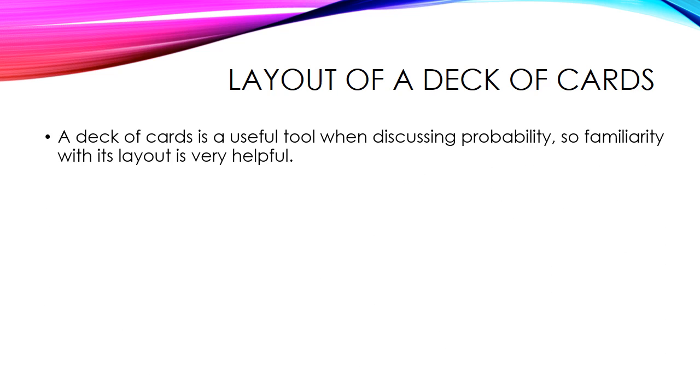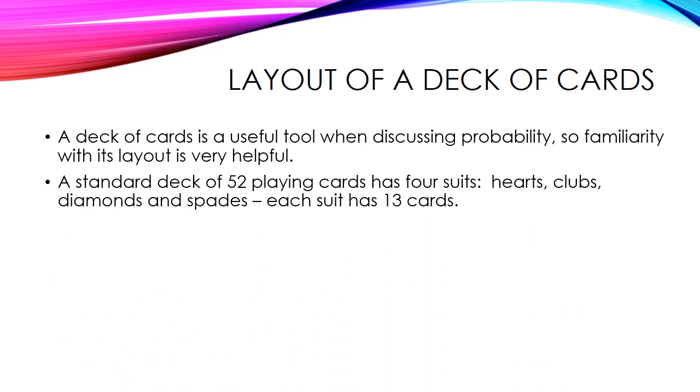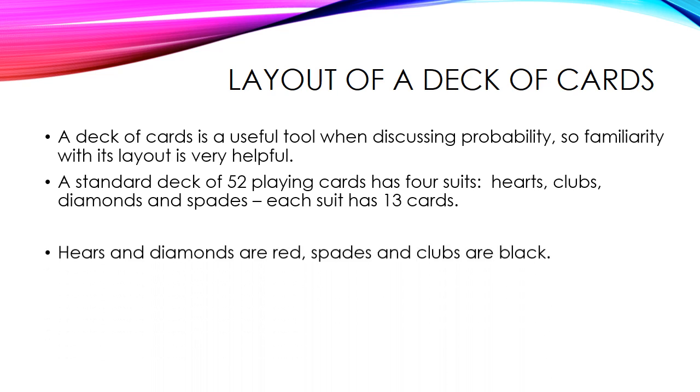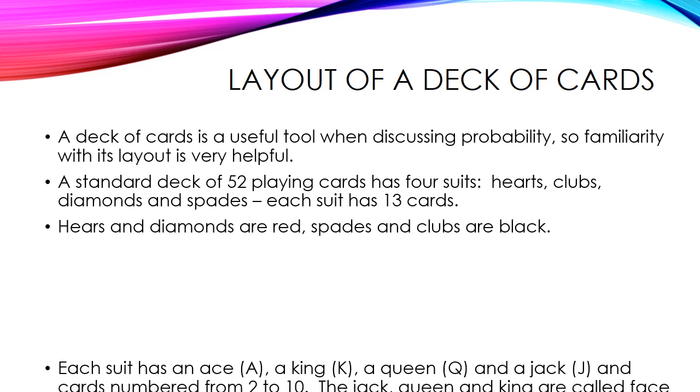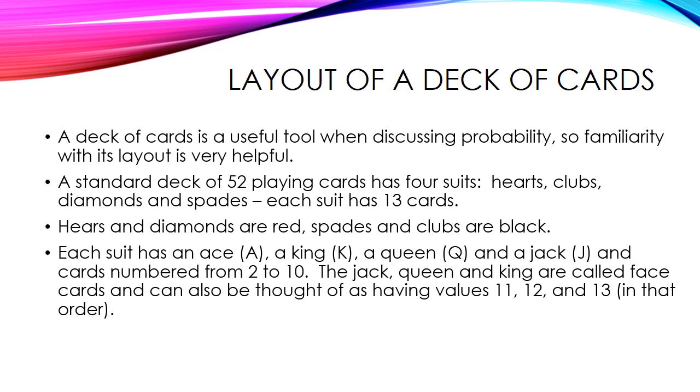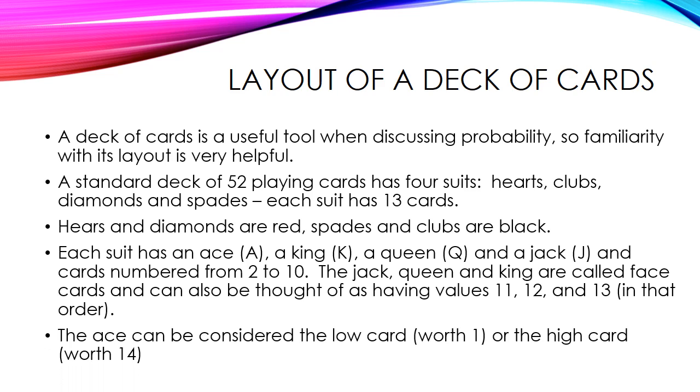So a deck of cards is a useful tool for discussing probability. A standard deck has 52 cards, 4 suits, hearts, clubs, diamonds, and spades, and each suit has 13 cards. Hearts and diamonds are red, spades and clubs are black. Each suit has an ace, a king, a queen, and a jack, and then cards numbered from 2 to 10. The jack, king, and queen are called face cards, and they can be thought of as having the values of 11, 12, and 13. The jack would be 11, the queen 12, and the king 13.